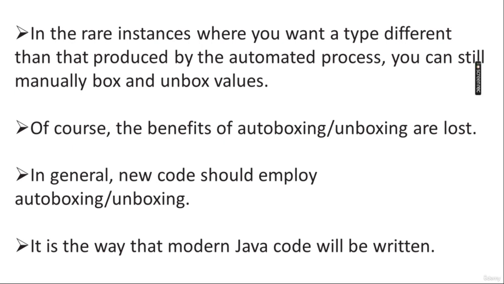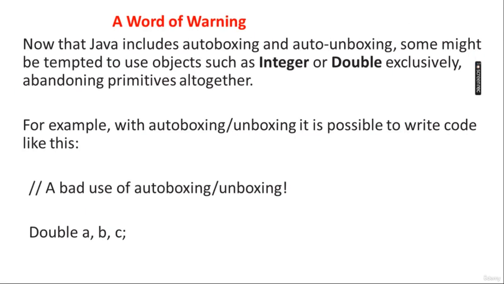New code should employ autoboxing and unboxing. It is the way that modern Java code will be written. So most of the time you have no need to convert to the wrapper class or to the primitive type. Everything will be handled by Java. And in modern code after Java 5, JDK 1.5, everything will be written using autoboxing and unboxing automatically. Now, there is one warning.